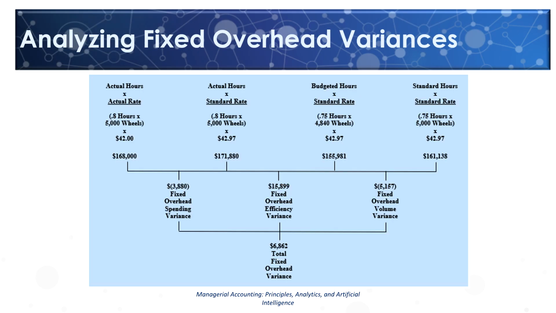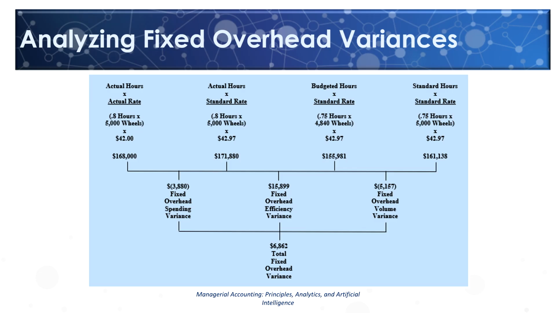Now let's analyze the fixed overhead variances, which is much more complicated. With the fixed overhead variances, we split them into three buckets: the fixed overhead spending variance, the fixed overhead efficiency variance, and the fixed overhead volume variance. Let's start with the spending variance, which is on the left-hand side, and comparing columns 1 and 2.